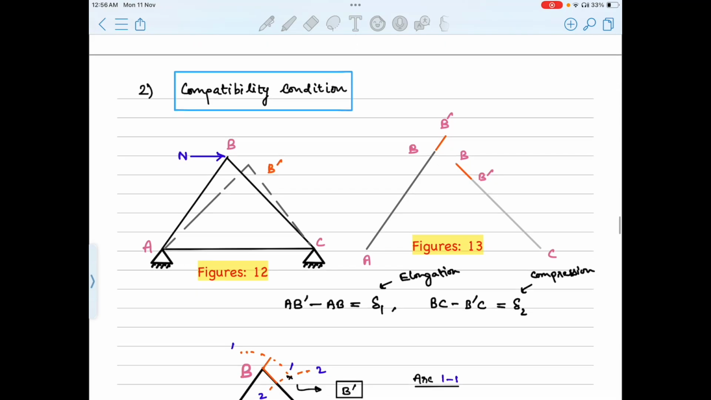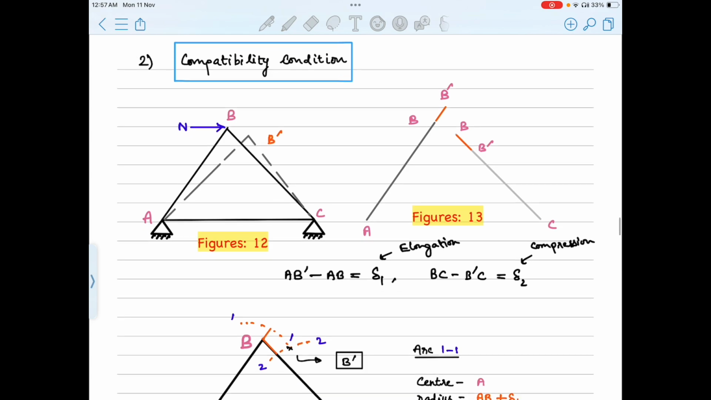In this figure 12, we have a simple truss. When it is subject to a load N at joint B, it is going to deform and take the new position indicated by B dash. Upon the application of load N, the member BC will shorten, while the member AB will elongate. In figure 13, we see this indicated in red short lines marked by B dash. The elongation of member AB is given by this BB dash, and the shortening of member BC is given by this BB dash, which are both in red.